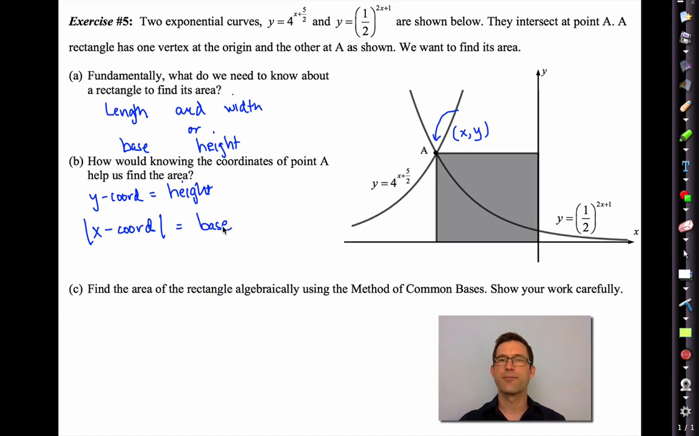All right, it says find the area of the rectangle algebraically using the method of common bases. Show your work carefully. Oh, I get it. You see, I need to find that intersection point. So I need to solve this equation. 4 to the x plus 5 halves is equal to 1 half to the 2x plus 1. Well, what I'd like you to do is pause the video now and try to solve that to find the value of x. Then think about finding the value of y as well.